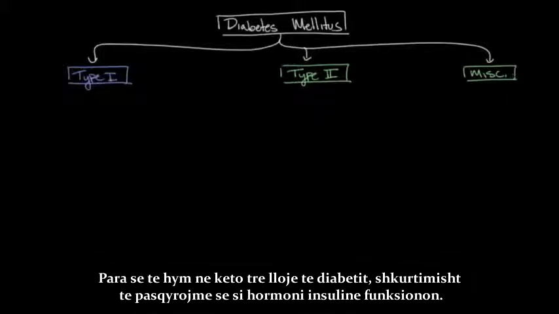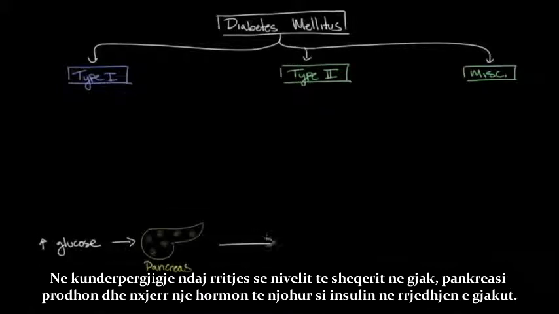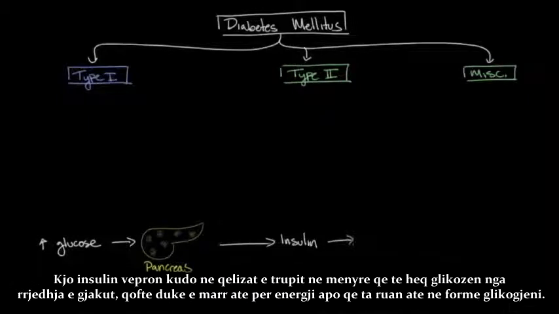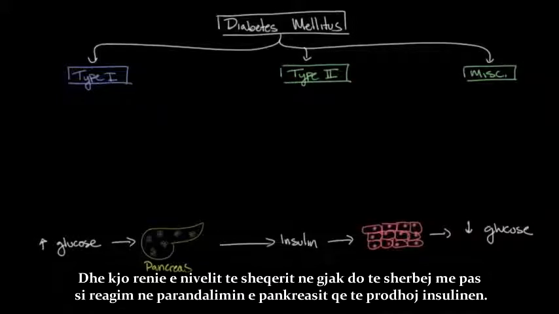Now, before we dive into these three types of diabetes, let's briefly review how the hormone insulin works. In response to increasing blood glucose levels, the pancreas produces and secretes a hormone known as insulin into the bloodstream. And this insulin acts on cells throughout the body to remove the glucose from the bloodstream by either taking it up to use it for energy or to store it in the form of glycogen. And as a result, the blood glucose levels decrease. And these decreased blood glucose levels then serve as a feedback mechanism to inhibit the pancreas from secreting more insulin.